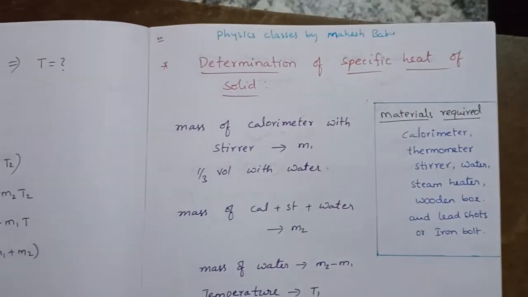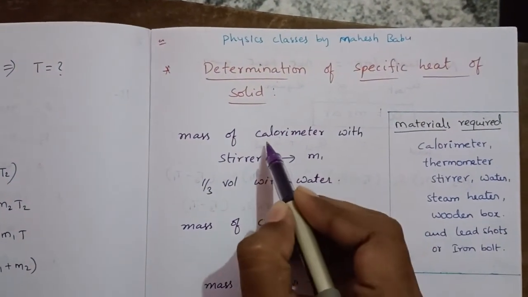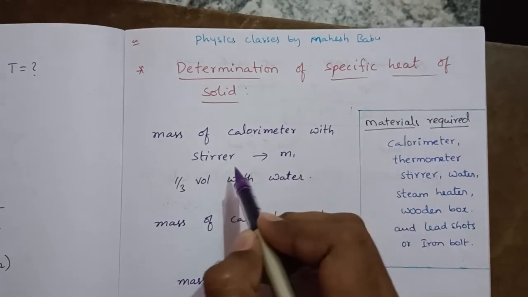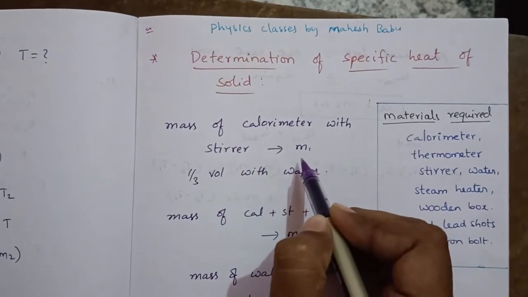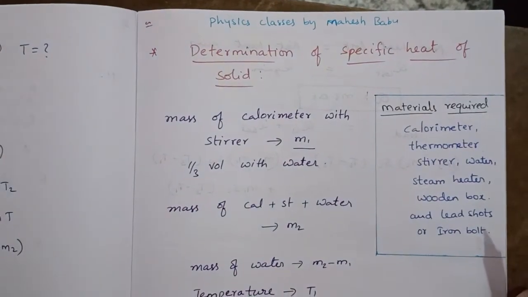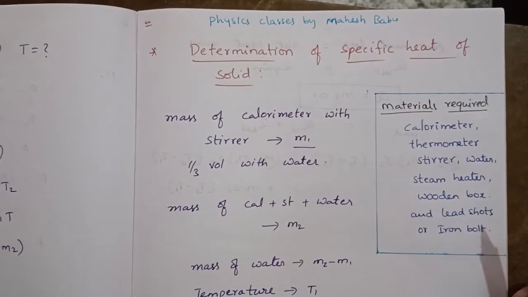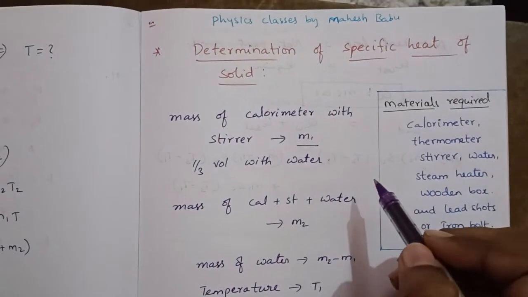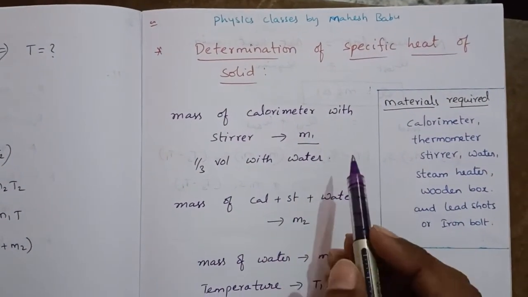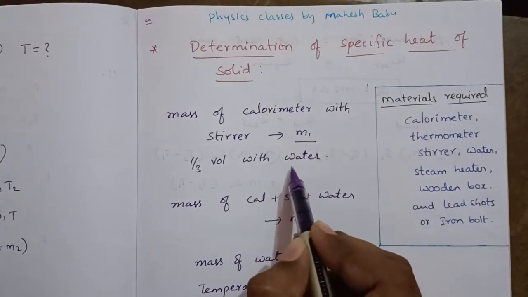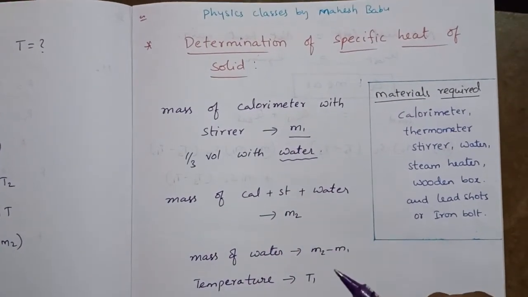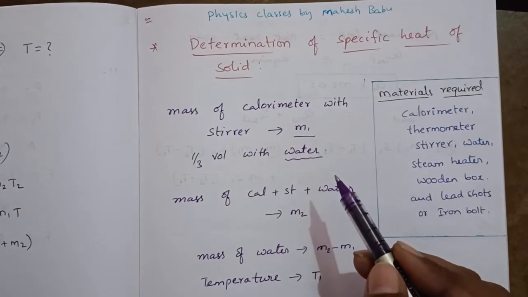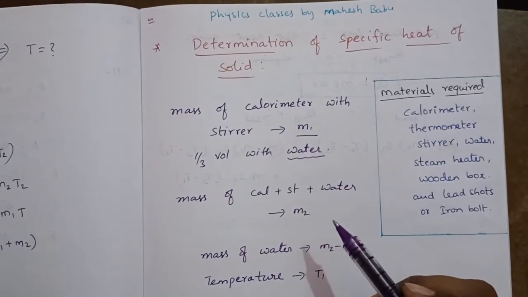Now first we should take a calorimeter along with stirrer. We should find its mass. We should measure its mass. Let us take M1. Now fill that calorimeter 1/3 of the volume with water. After filling water, again we should measure its mass and temperature.